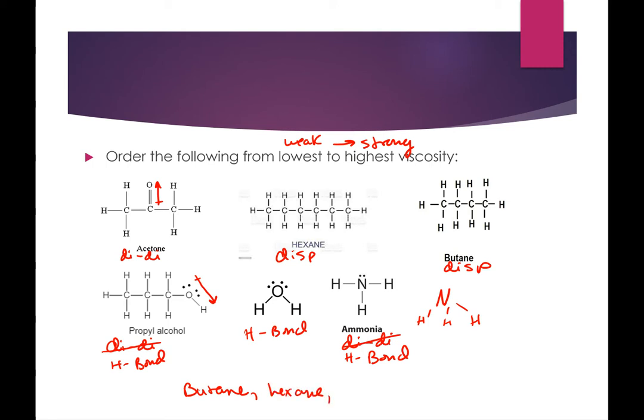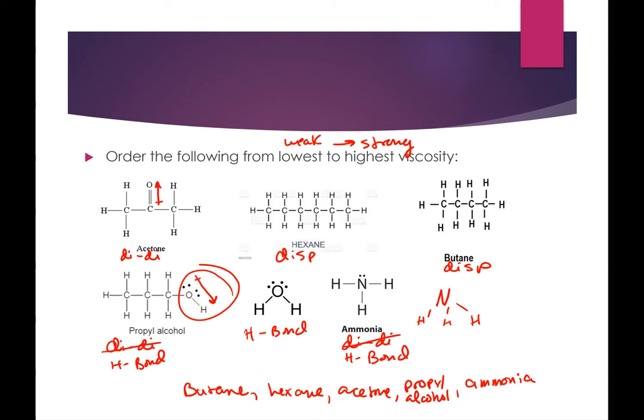And then we go to our next strongest force, the dipole-dipole, so that's the acetone. And then we have our 3 hydrogen bonds that we need to compare. Of those 3, the propyl alcohol will be the weakest because it just has that one little polar area as opposed to the entire molecule being polar.